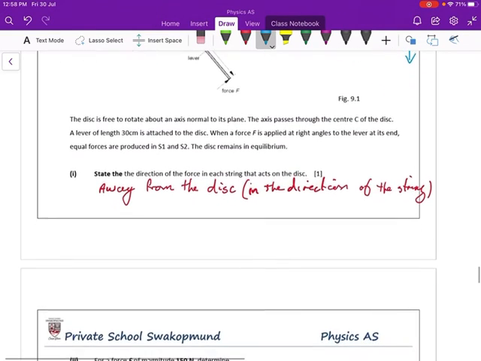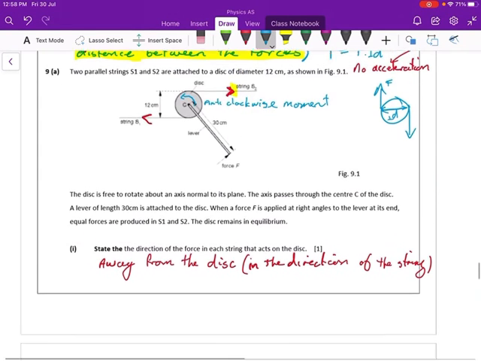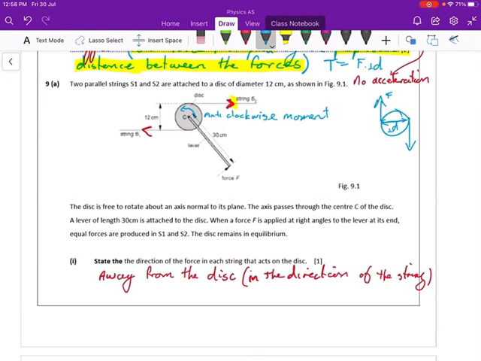Okay, an interesting question with this, where we have this disk and this force F being applied to it. So there's force F that's being applied. This is going to cause an anti-clockwise moment in my disk. But now they say, listen, there are two other strings, S1 and S2. This is S2, and this is S1, being applied to it so that there's no turning moment.